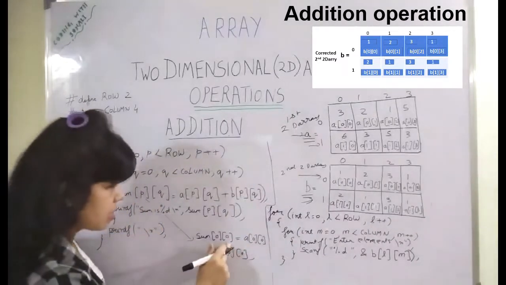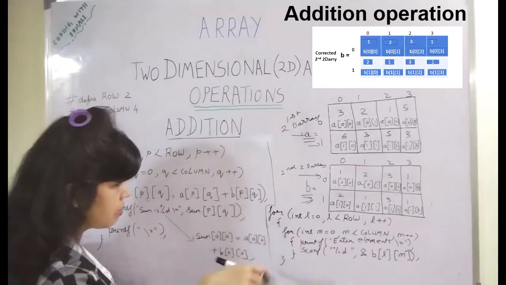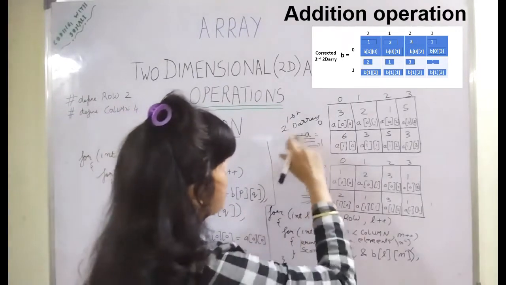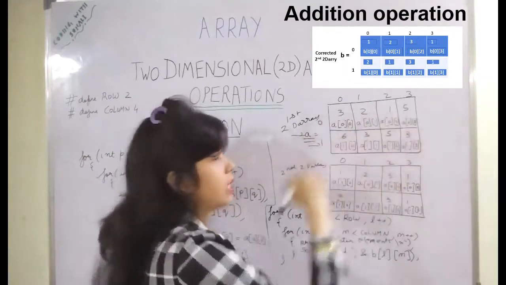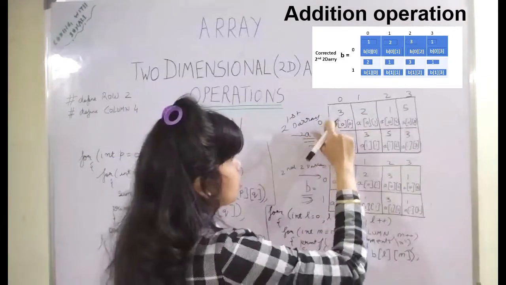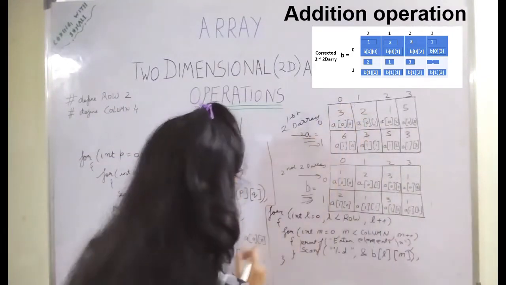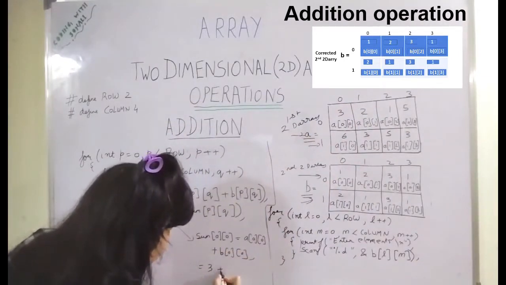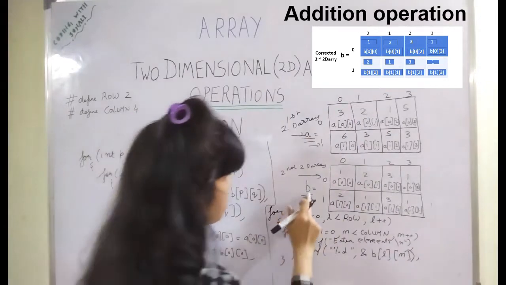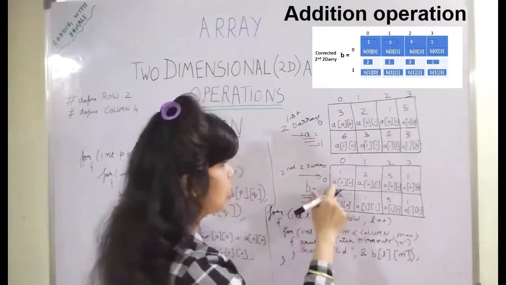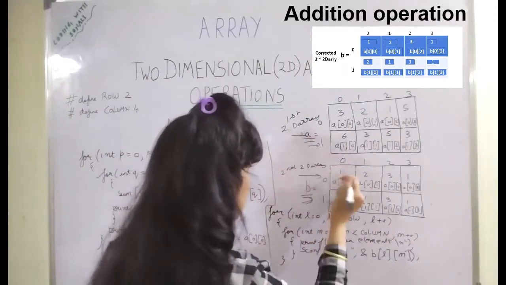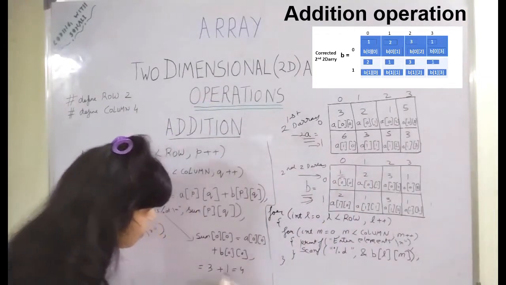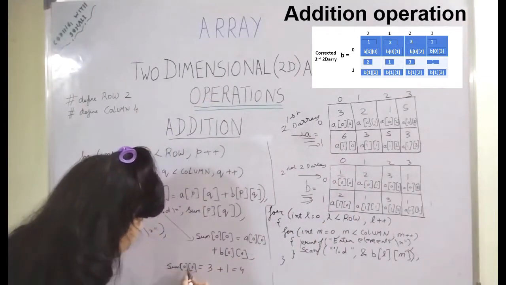So what will be the answer for sum[0][0]? The resultant matrix will be equal to A[0][0]. What is A[0][0]? A is the name of the first 2D array, right? So A[0][0] means 0th row and 0th column. So this is 3, plus B[0][0]. B is the name of the second 2D array. So B[0][0], that means the value is 1. So the resultant 4 will be stored there, right?